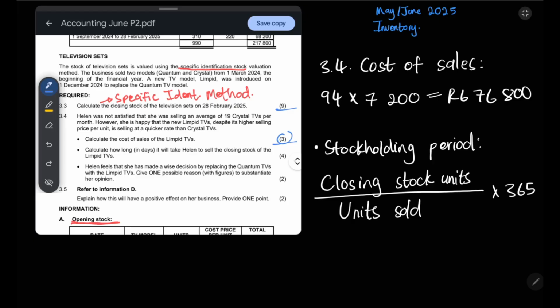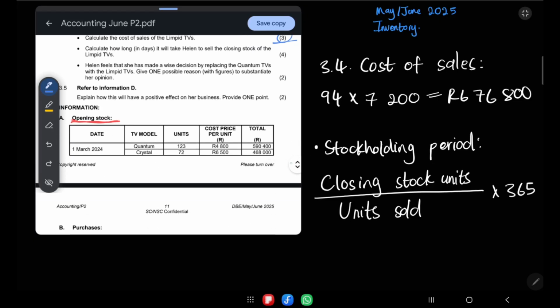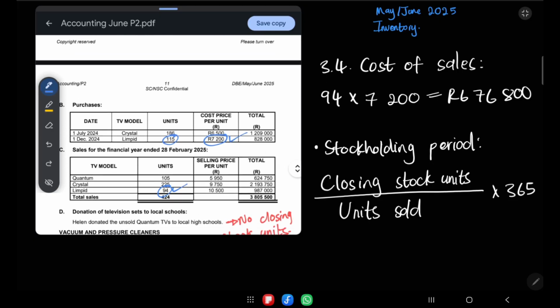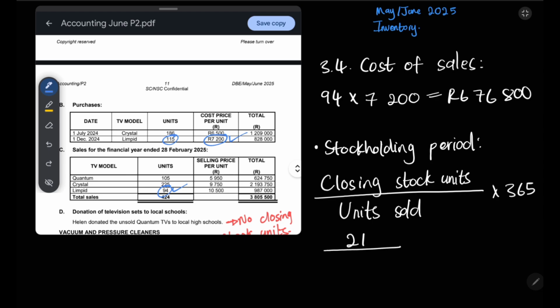So closing stock units, let's check. We're dealing with limpid TVs. For the closing stock units, we found when calculating the value of the closing stock, using the specific identification method to find the quantum, crystal as well as limpid, that in the previous question we have 21 units remaining. That's before we multiplied it with the cost price, which was 7,200. So that 21 units, you have to divide by the units that were sold, which is 94 units.